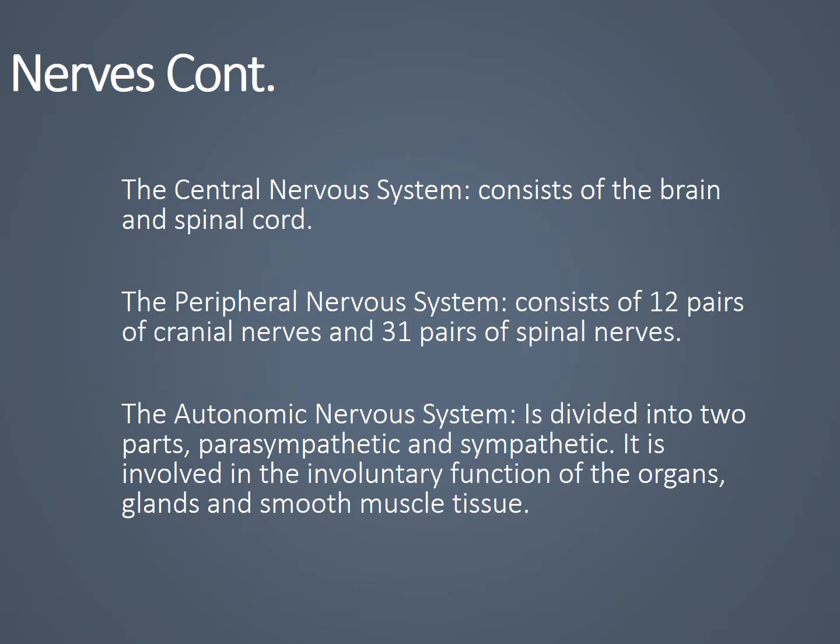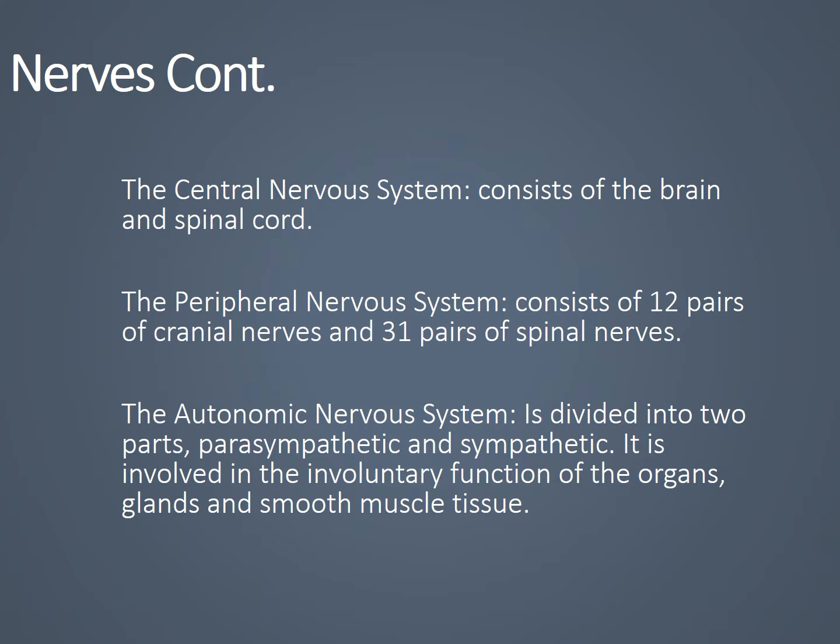The central nervous system consists of the brain and spinal cord. This system is in charge of controlling most of the body's functions and the mind. The peripheral nervous system consists of 12 pairs of cranial nerves and 31 pairs of spinal nerves. This system is meant to help connect the organs and limbs with the central nervous system.